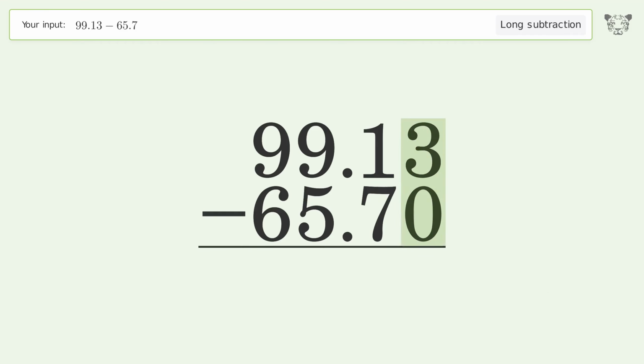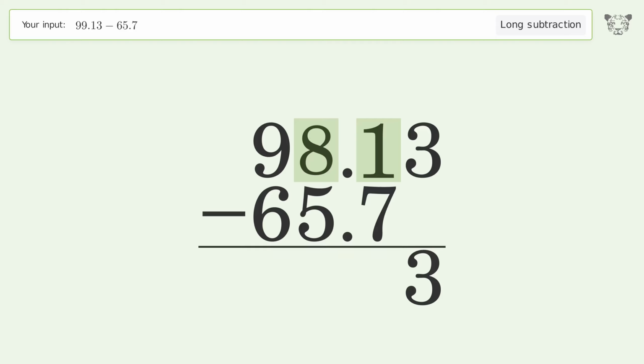3 minus 0 equals 3. Because the upper digit, 1, in the tens column is too small to get a positive difference, borrow 1 from the digit, 9, in the next number place, which becomes 8, and get 11. 11 minus 7 equals 4.